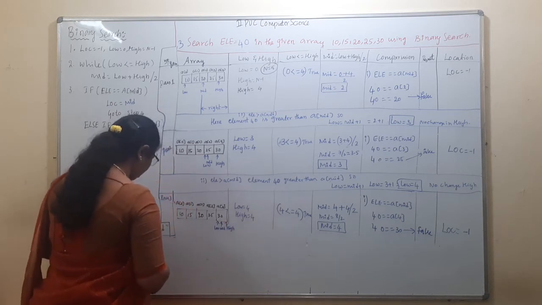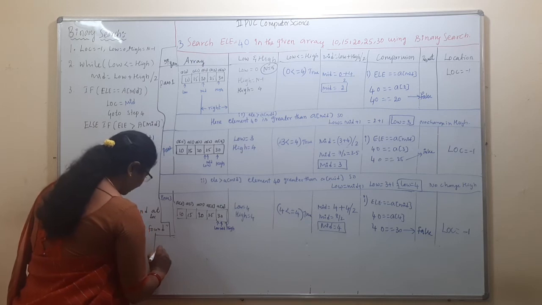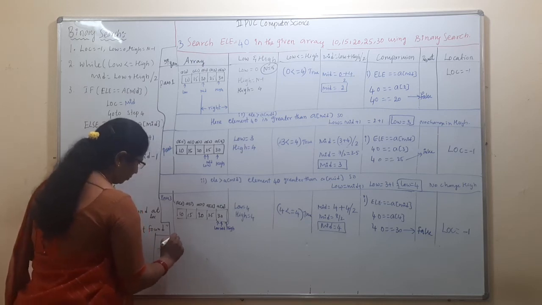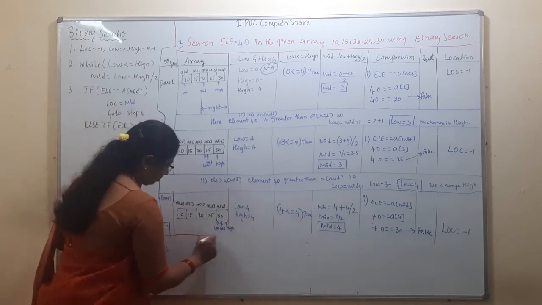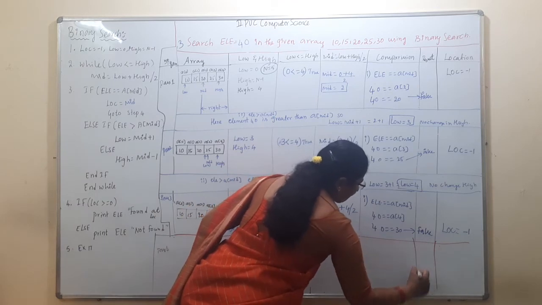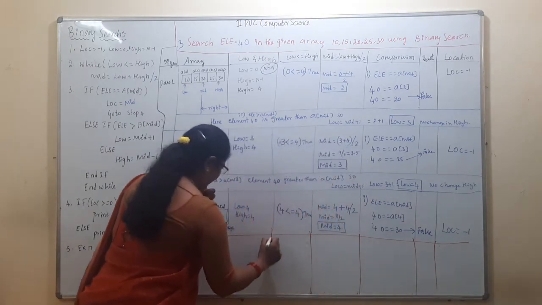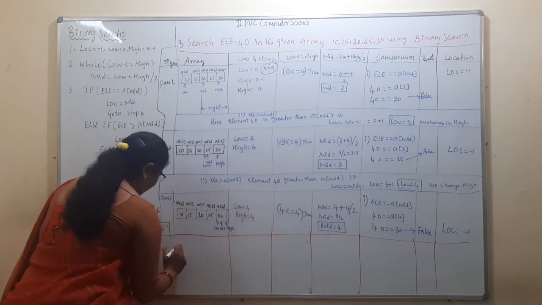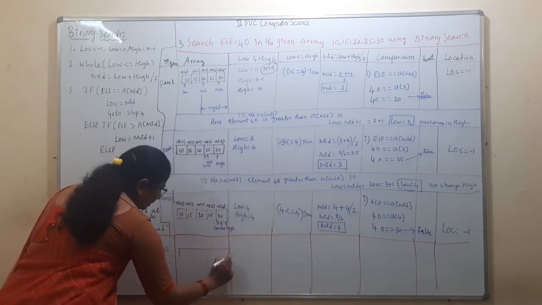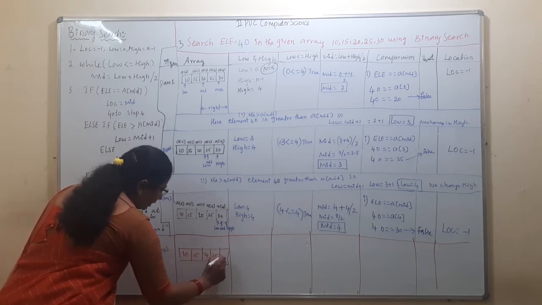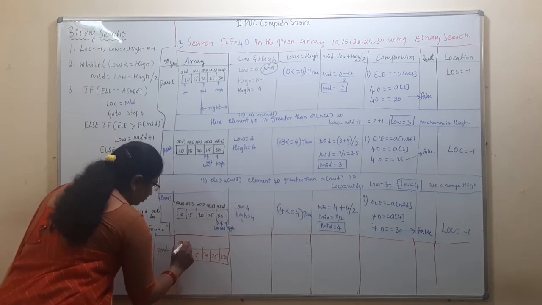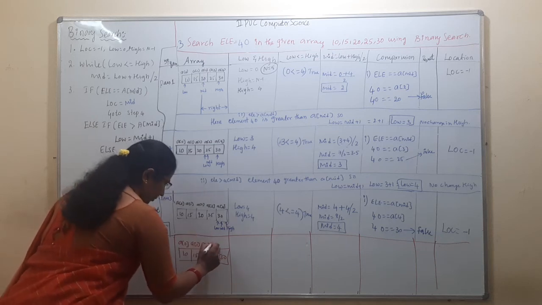Yes, we'll continue with the next pass, that is pass 4. So we are in pass 4. What are the elements in the list? 10, 15, 20, 25, 30, A of 0, A of 1, A of 2, A of 3, A of 4.